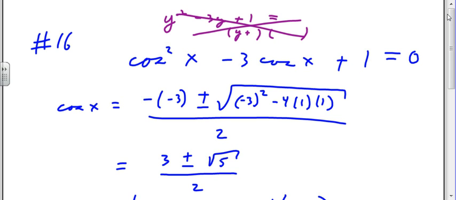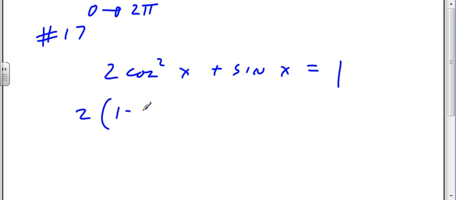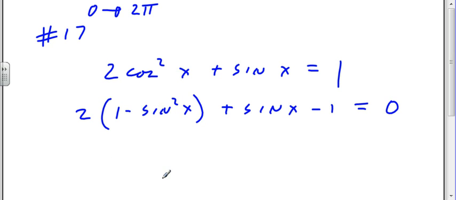Totally exciting. All right, we get to do it again, but this time we're doing it with 17, and in 17 we have to consider 0 to 2 pi. So we want our answer to be in radians this time. 2 cosine squared x plus sine x is equal to 1. Well, I know that cosine squared x is 1 minus sine squared x, right? So this is 2 times (1 minus sine squared x) plus sine x minus 1 is equal to 0. I've got a 2 and a minus 1, so I'm going to have a 1. I'm going to have minus 2 sine squared x plus sine x plus 1 is equal to 0.